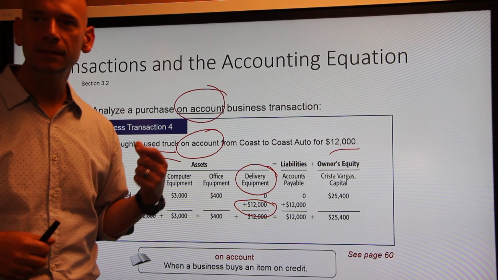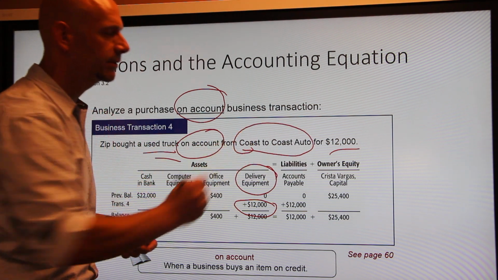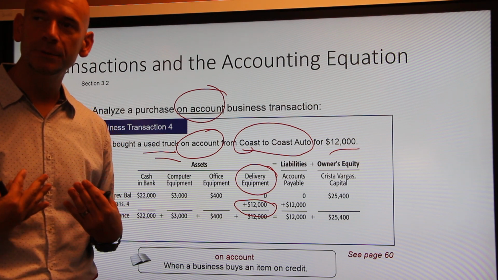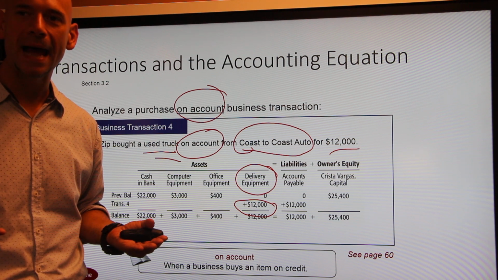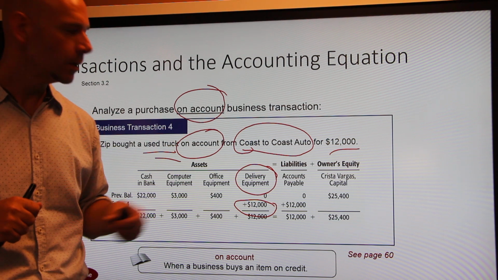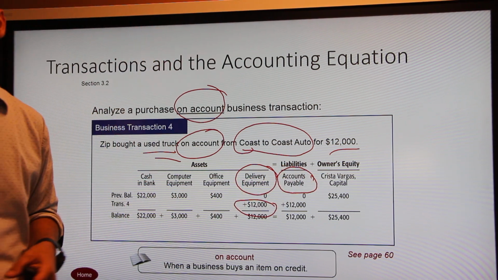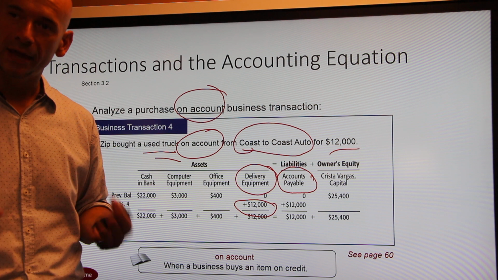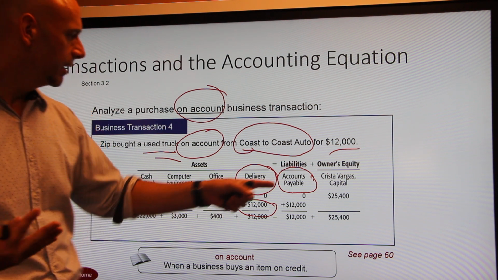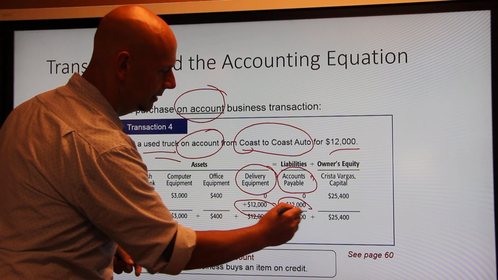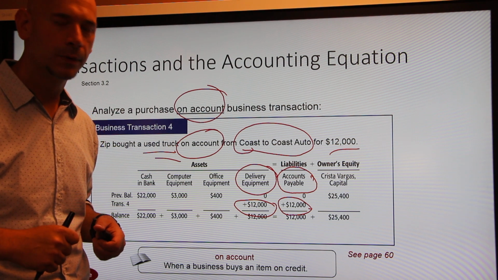But because it's on account and we owe Coast to Coast Auto $12,000, did we pay our own money or did we take out a loan to get that $12,000? We took out a loan basically because we have to pay them back. We call that a liability. So the account that would be our liability account is accounts payable. And did the amount of money that we owe them increase? Absolutely. We owe those people $12,000. So we have to increase our liability $12,000 to show that now we have an increase in the amount of money that we owe. Alright?